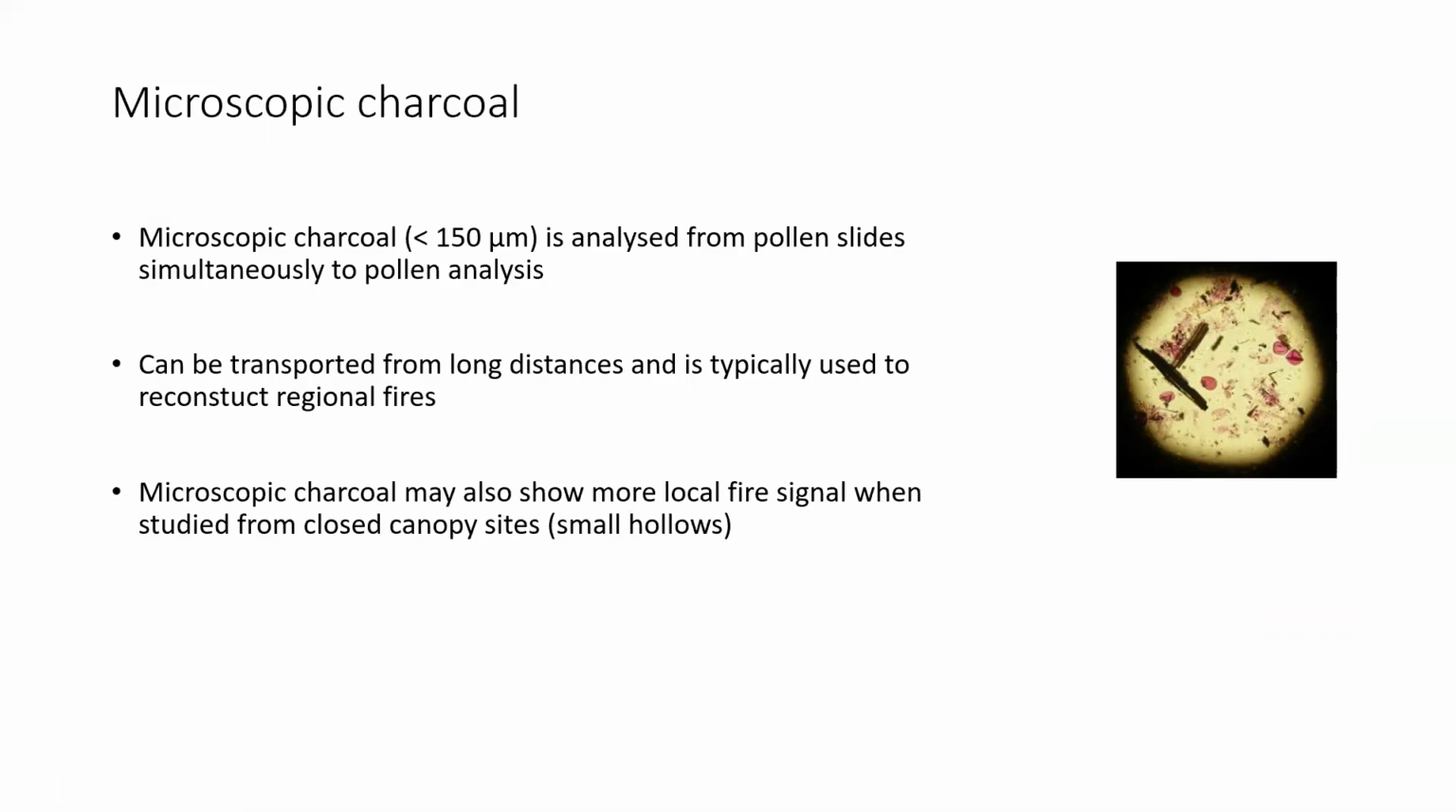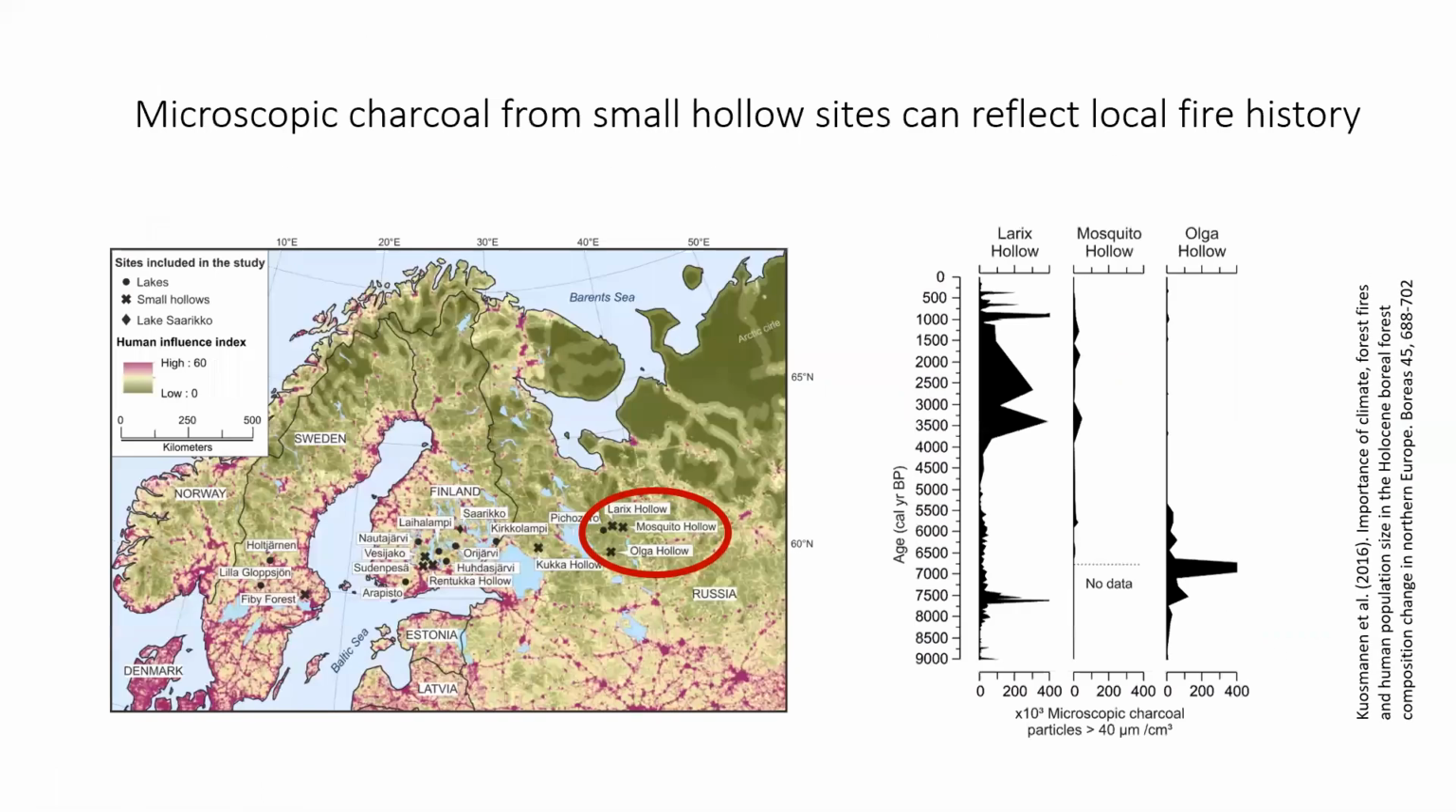And usually microscopic charcoal is considered an indication of regional fires, because these smaller particles are easier to lift into the air and transport by wind over longer distances from the actual site of the fire. Especially if studied from lakes and big open mires, it is usually considered to reflect regional fires. But microscopic charcoal studied from small hollow sites can also give a signal of local fires.